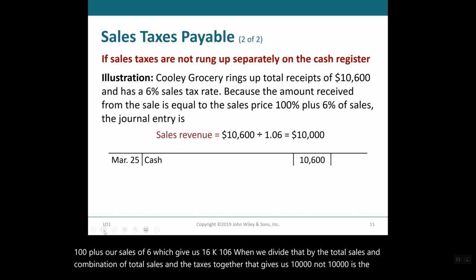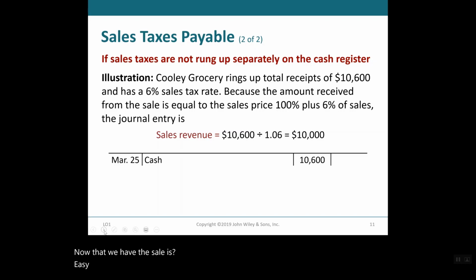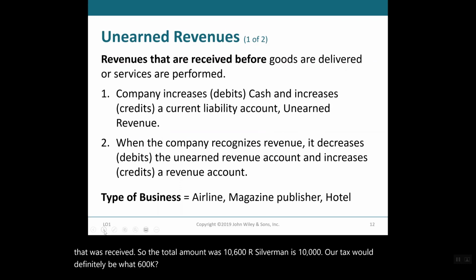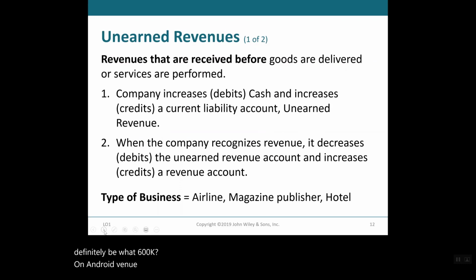Now that we have the sale, it is easy for us to determine what the taxes are going to be. It's going to be the total amount that was received minus the sales. So the total amount was 10,600. Our sales revenue is 10,000. Our tax would definitely be what? 600.